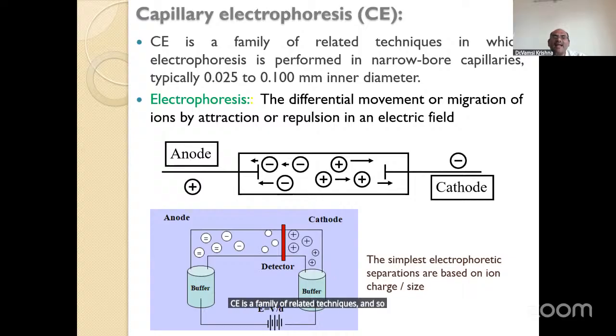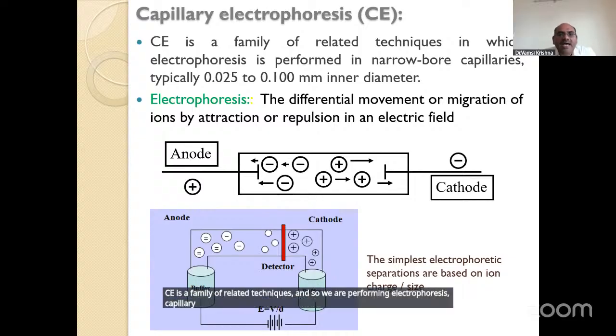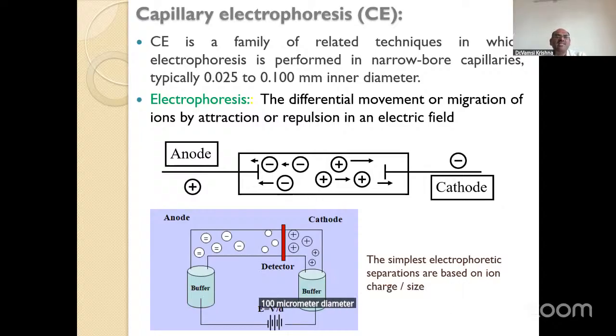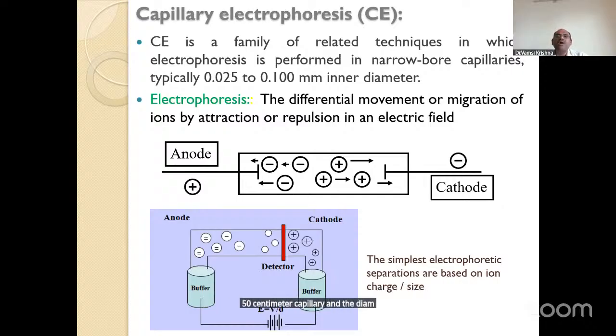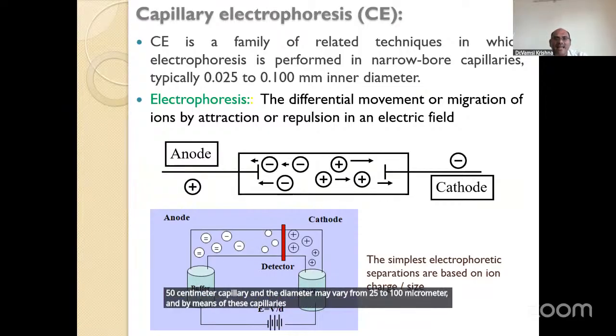We are performing capillary electrophoresis in capillaries whose diameter ranges from 25 to 100 micrometers, fused silica capillaries. The length of the capillary may be 50 centimeters. So these are the general dimensions of the fused silica capillaries we are using: a 50 centimeter capillary, and the diameter may vary from 25 to 100 micrometers. And by means of these capillaries, we are performing electrophoresis.